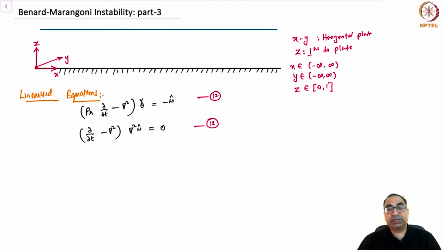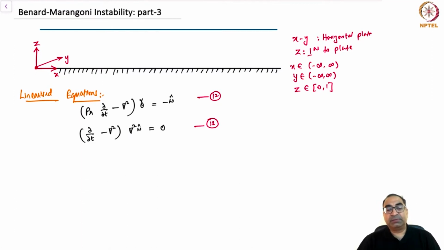Now also notice that equations 12 and 13 are partial differential equations, and they only have one non-dimensional parameter in them, that is the Prandtl number. Because we assume that buoyancy effects are negligible, the Rayleigh number or the Grashof number dropped out of our analysis.